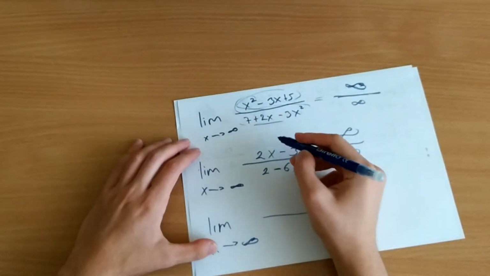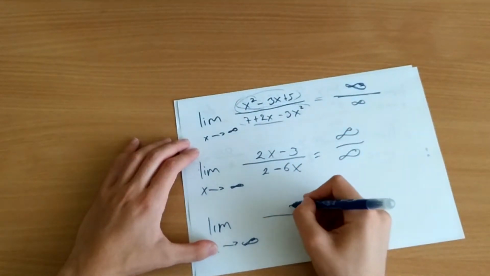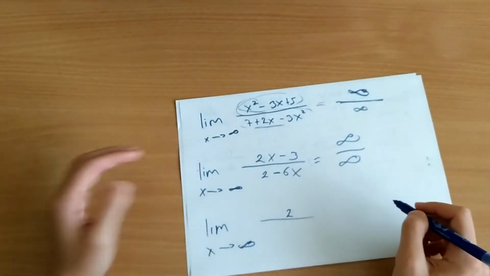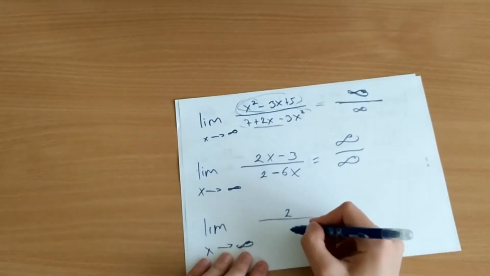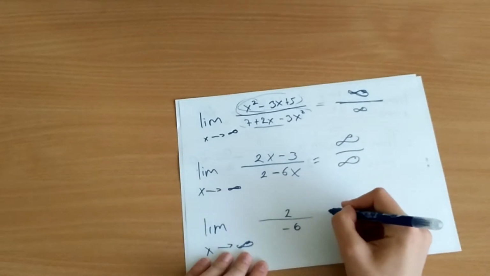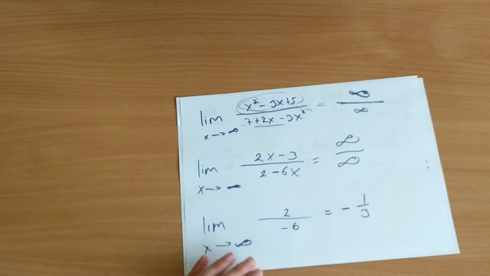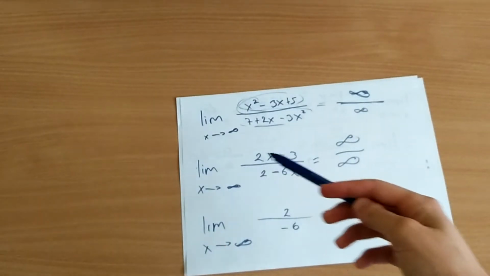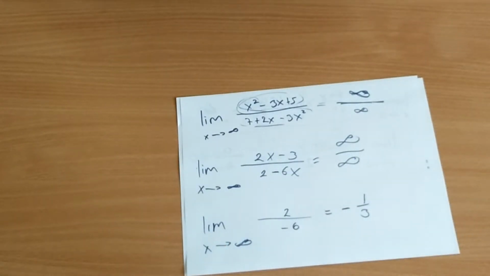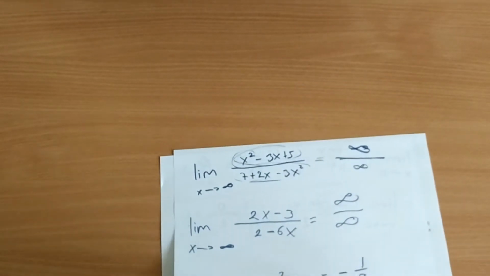So the derivative of 2x minus 3 is equal to 2, and the derivative of 2 minus 6x is equal to 6, and we'll get minus 1/3. And this is the limit as x approaches infinity of x squared minus 3x plus 5 over 7 plus 2x minus 3x squared. Let's solve another example. I will show you something different now.